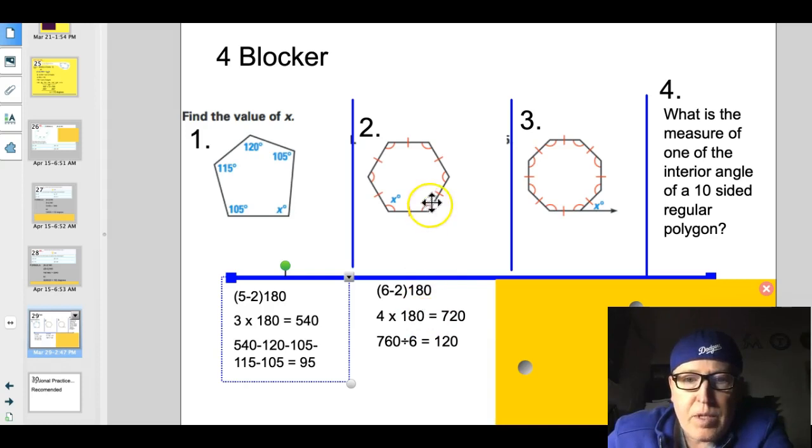Right here, this again is a hexagon, so 6 minus 2 is 4, times 180 is 720 degrees. And we divide that by the number of sides, and we've got 120 degrees per angle.